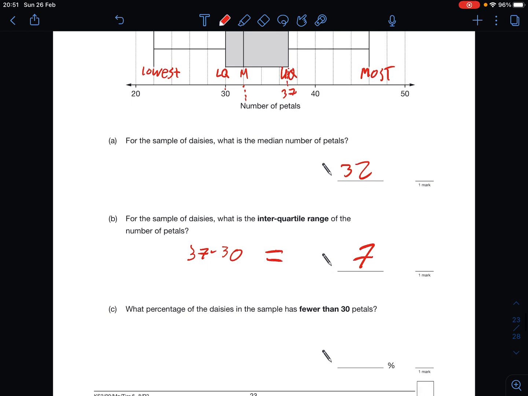And finally, what percentage of the daisies has fewer than 30 petals? Well, 30 petals is our lower quartile. Our lower quartile is 25%, so 25% have fewer than 30 petals. Once again, don't worry if you didn't get that, we have not covered that.